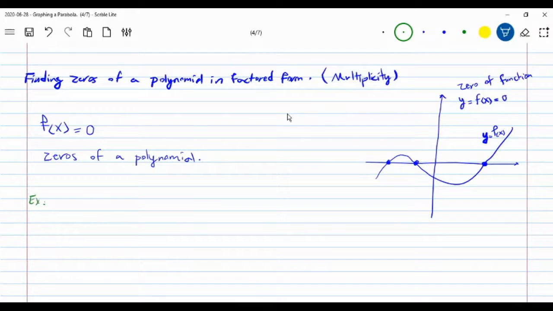So let's, for example, assume f of x equals x minus 1 times x minus 1 times x plus 2 squared times x minus 3. And they ask you to find the zeros of f.